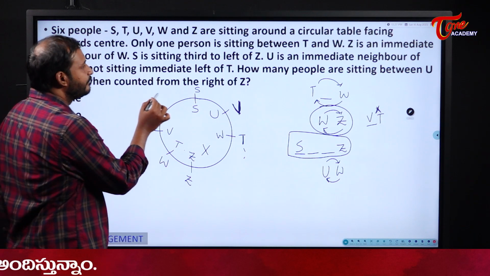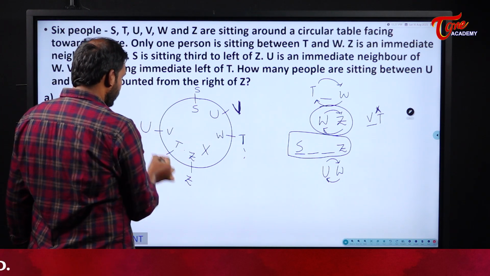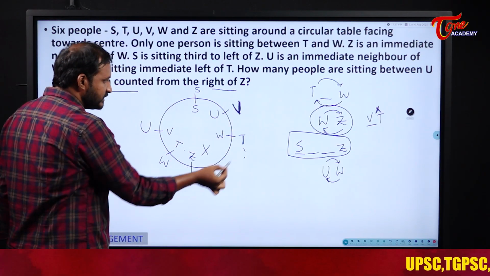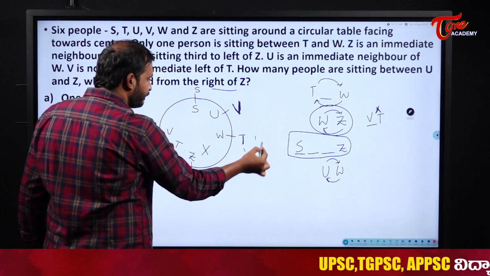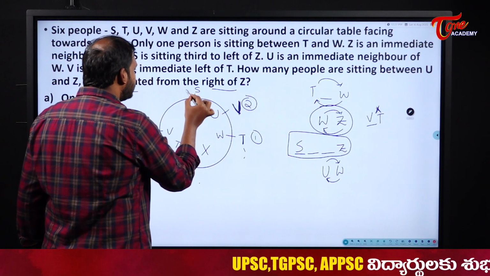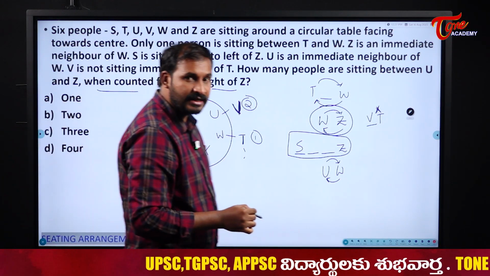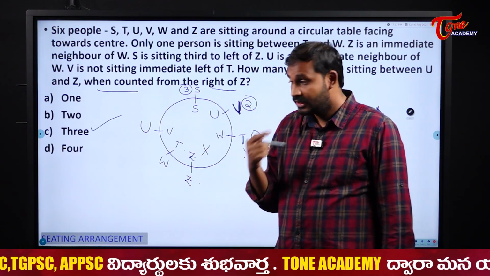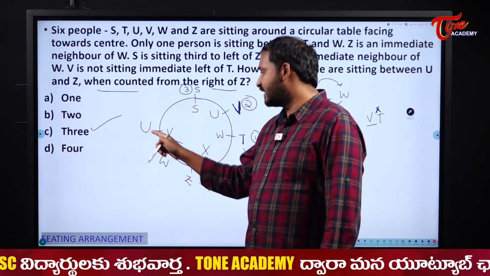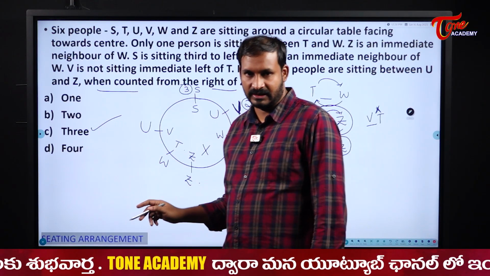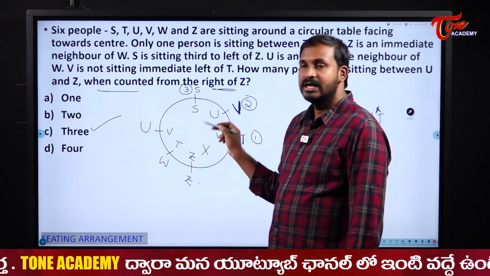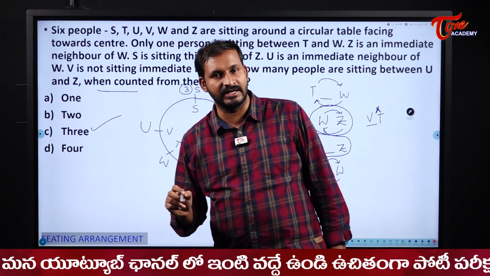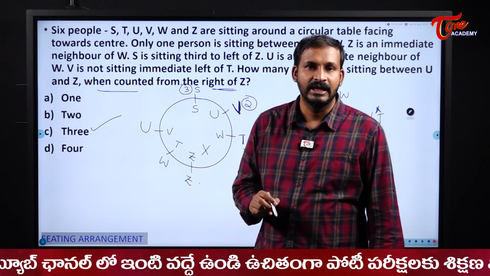Now, see here, the outer one, between U and Z, when counted from the right of Z. So, from the right I should count. 1, 2, 3. Between Z and U, how many persons are there? 3 persons are there. Please be careful, students. Don't think that between Z and U only one person is there. Don't mark it as 1. They clearly mentioned from the right of Z. From the right of Z means 1, 2, 3. 3 persons are there between Z and U.